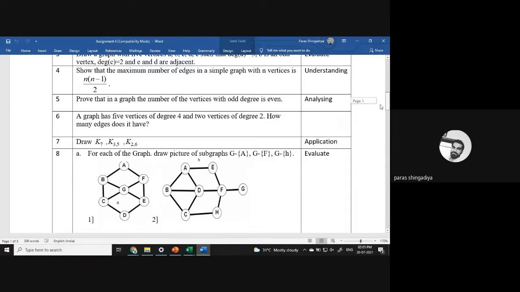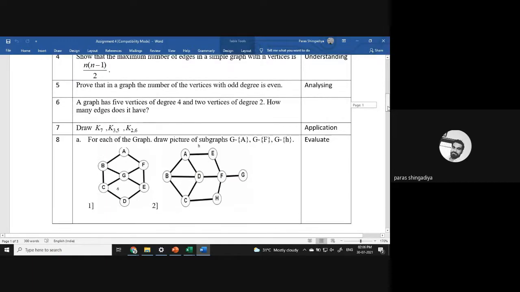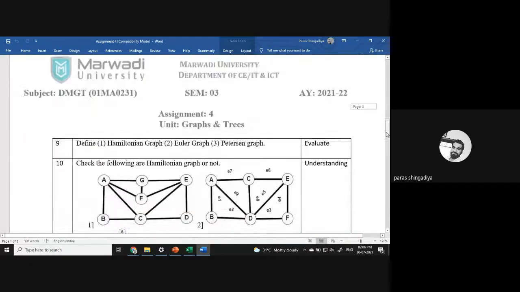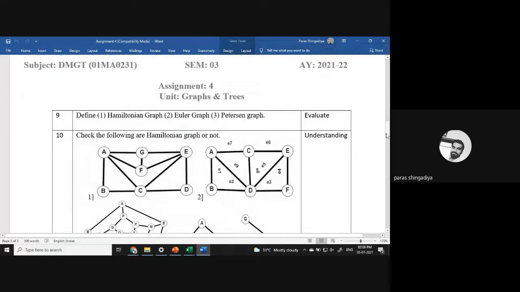Then after question number 7, that is a complete graph and complete bipartite graph. To draw it, K7 is a complete graph, and K3,5 and K2,6 are complete bipartite graphs. Then after, we have also discussed question number 8. As Rohit said, we have done it up to the 8. All of you have done all of question number 8. Okay, nice.